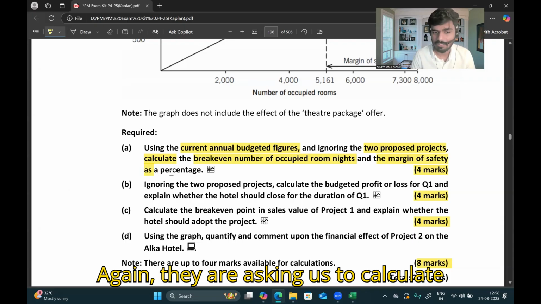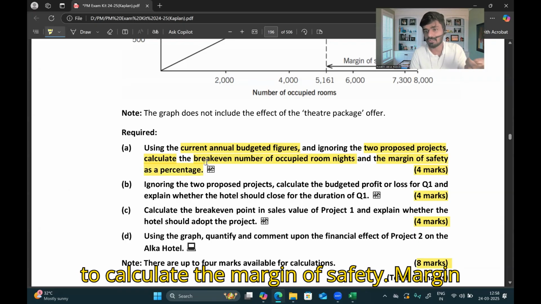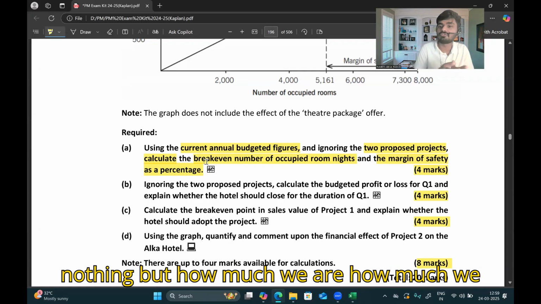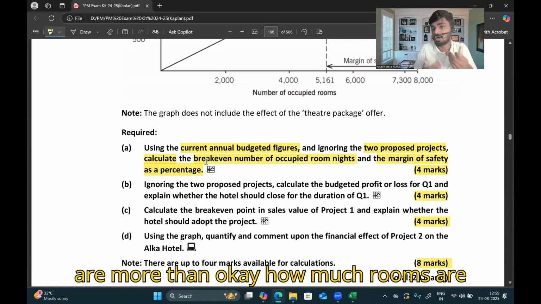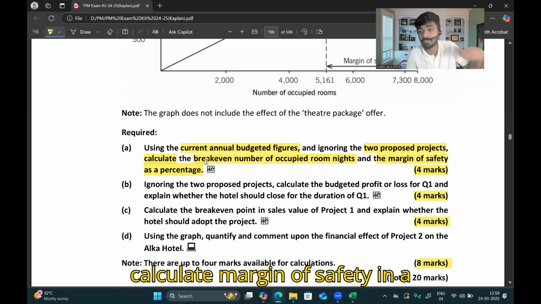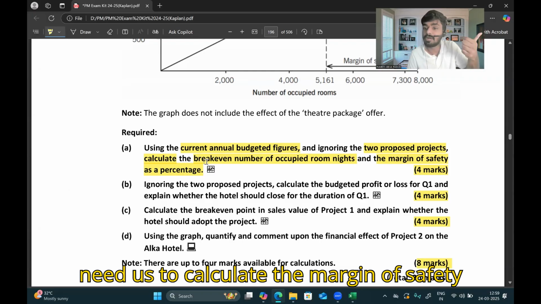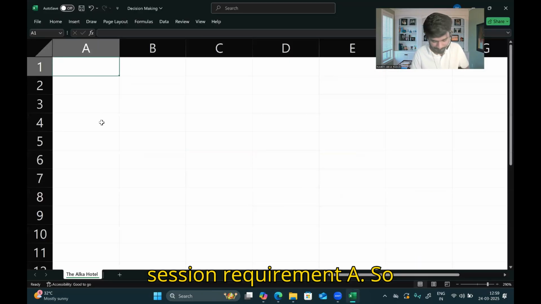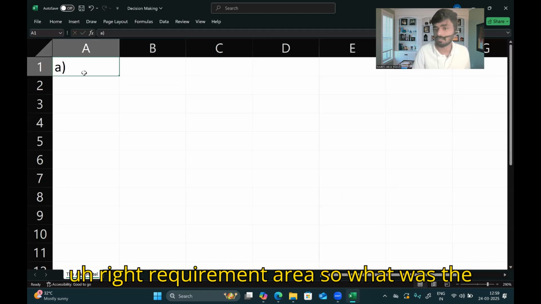Again, they're asking us to calculate the margin of safety. What is meant by margin of safety? Margin of safety is nothing but how much the occupied rooms are more than the break-even point, in a percentage. They need us to calculate the margin of safety as a percentage. So we will be answering requirement A here.